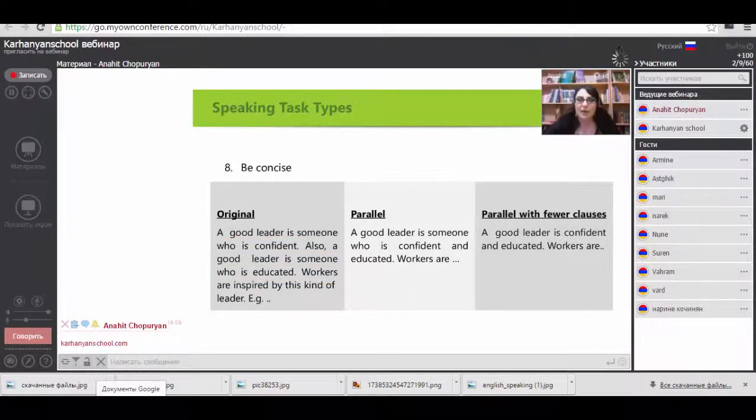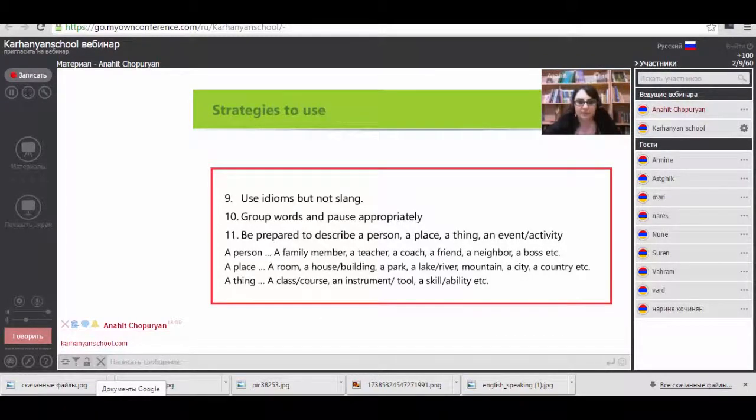Okay, let's go ahead. Okay. Then some other strategies to use. Use idioms but not slang. Yes, slang is not acceptable in the TOEFL test because it requires academic vocabulary, academic terms. So no slang, but idioms are more than acceptable. And group words and pause appropriately.